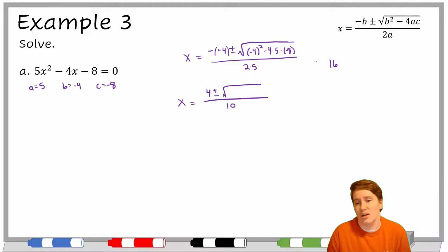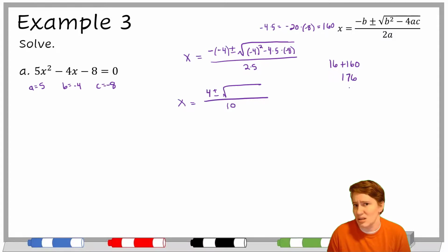Then we're going to do negative 4 times 5 times negative 8. So negative 4 times 5 is negative 20. Negative 20 times negative 8 is positive 160. So just to reiterate, negative 4 times 5 gives us negative 20. And then we times that by negative 8 and get a positive 160. So 16 plus 160 is 176.